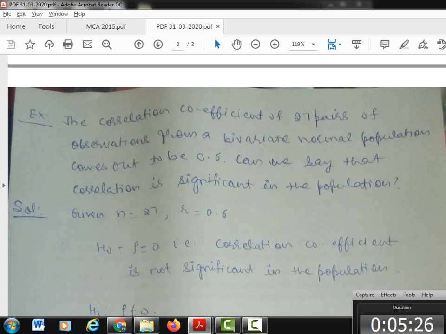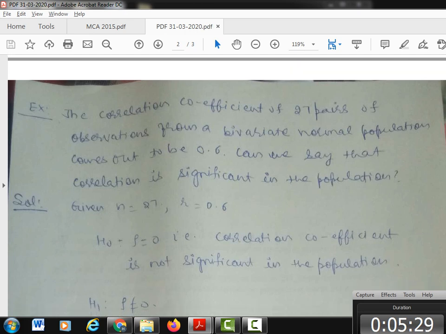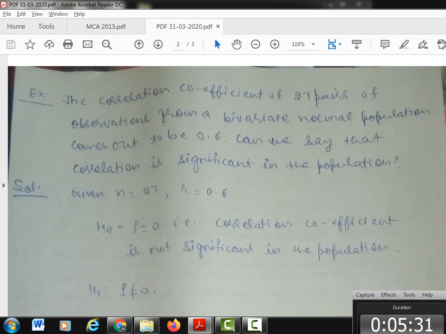The very first example that I am going to discuss with you, please read the statement. The correlation coefficient of 27 pairs of observations from a bivariate normal population comes out to be 0.6. So here n is equal to 27, the sample size, and the correlation coefficient is given as r equal to 0.6. The question is, can we say that the correlation is significant in the population?